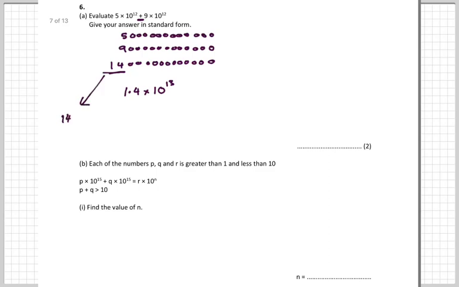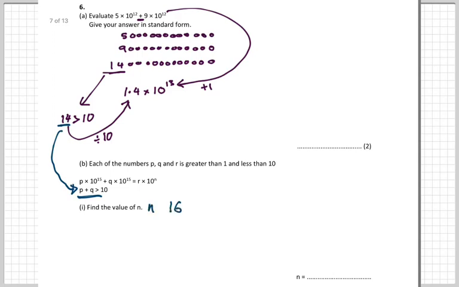Notice how 14 is bigger than 10. So to get from 14 to 1.4, I've divided that by 10. And because I've divided that by 10, the power increased by 1. Notice how in this new algebraic question, we have effectively the same thing. 9 plus 5 was bigger than 10, p plus q is bigger than 10. So since p plus q is bigger than 10, that means we're going to shift over to a new column, which means where we had powers of 15 before, we're now going to have the power go up by 1 for the same reason it went up by 1 in question 6a.